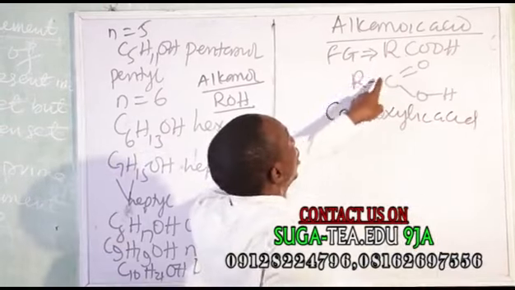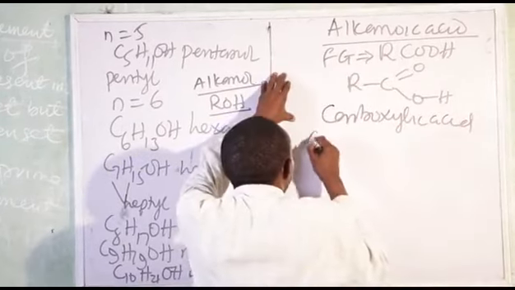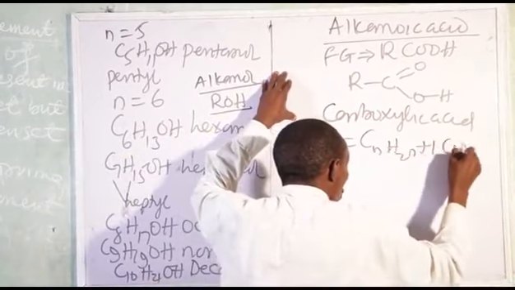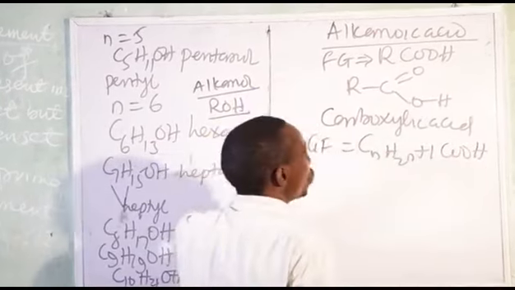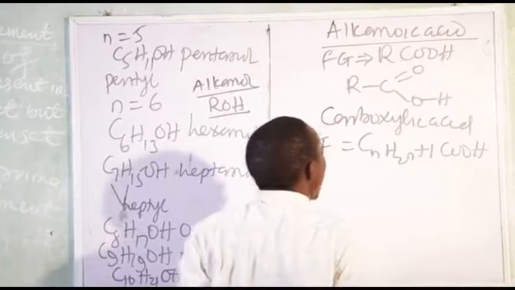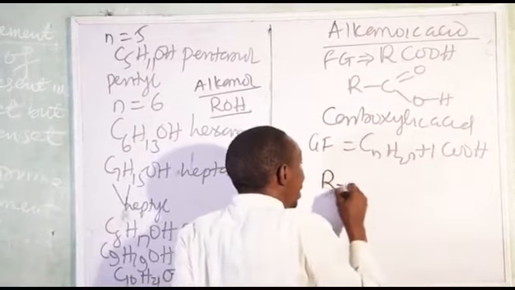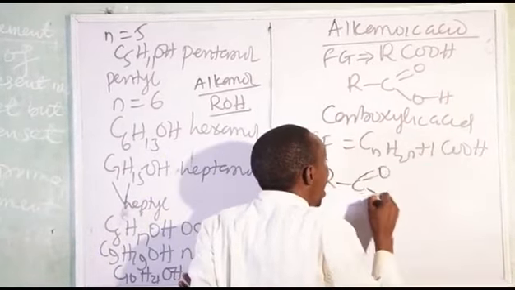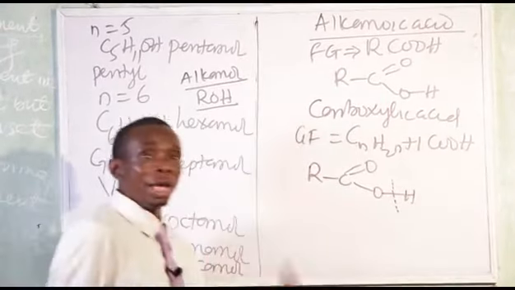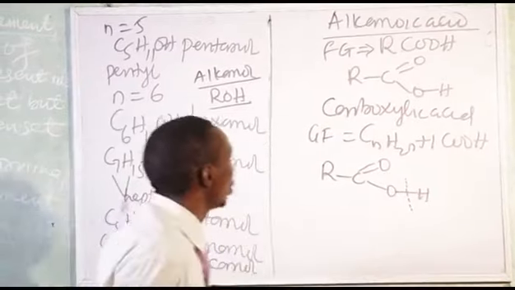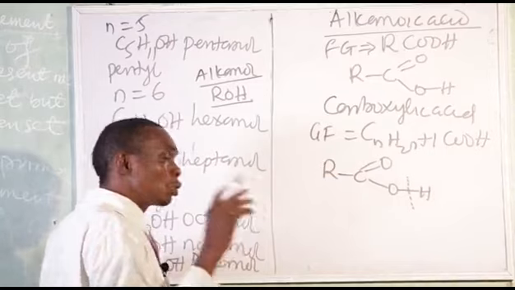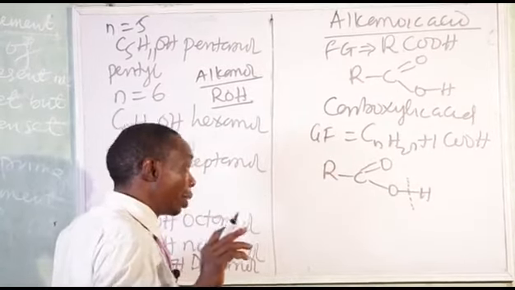This is the general formula. This is the functional group. So by general formula, we have CnH2n+1COOH. What is functional in them is the double bond to O and the second one to OH. Like the normal acid, they also donate hydrogen in water. So when they hydrolyze in water, they produce hydrogen. So they behave like the normal acid. Look at their members.